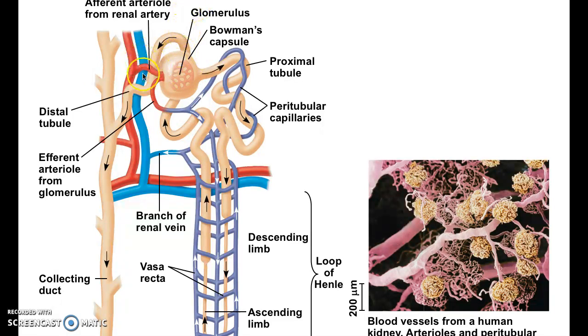So blood comes in, goes through the filtration, and goes down the proximal tubules. Different types of reabsorption and secretion happen. It goes into the descending limb of the loop of Henle, then around the ascending limb of the loop of Henle, and then goes into the distal tubule, enters the collecting tubule, and then leaves.